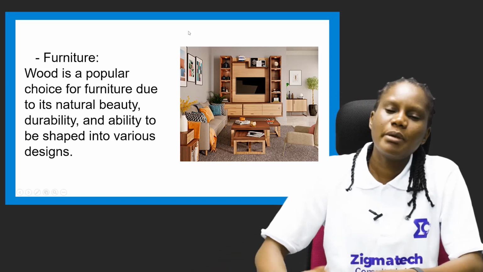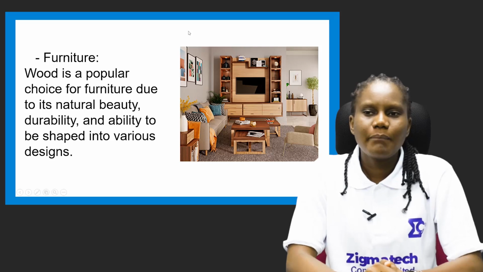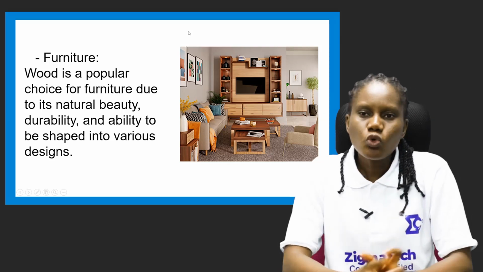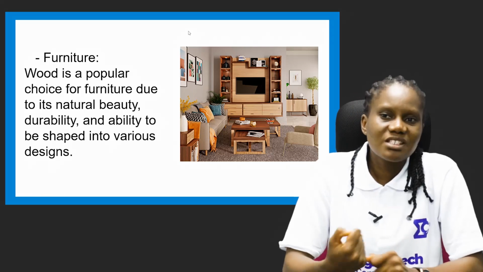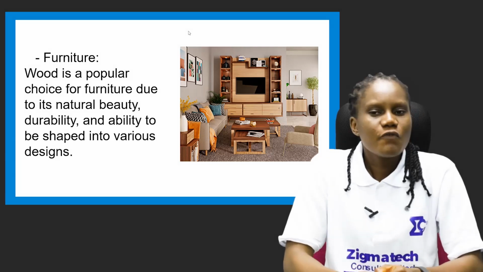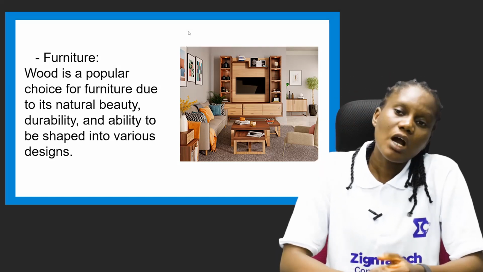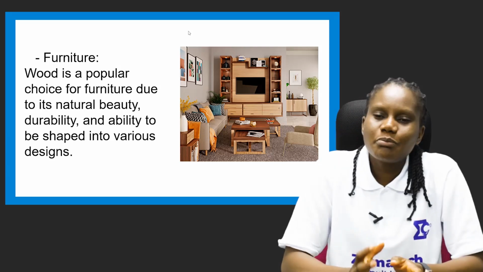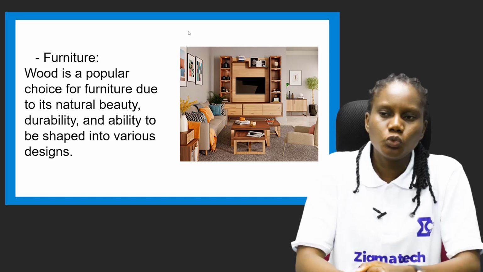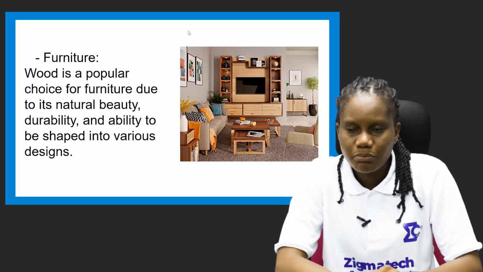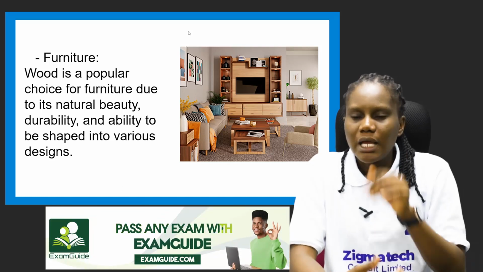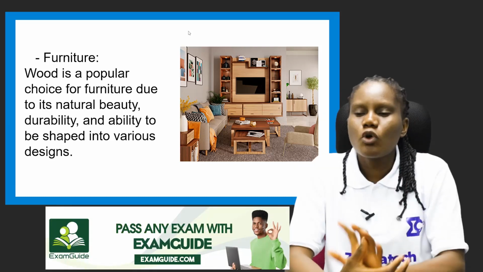And number 3, we have paper production. Maybe you might be amazed that you get your paper from wood. Yes, exactly. So wood pulp is a primary raw material for paper production, making wood an essential resource for the paper industry. Without wood, there won't be paper. So the paper industry depends on wood. Whether you're talking about your toilet tissue, your tissue paper, your toilet roll, they are made from wood. And your normal paper for writing, they are made from wood.